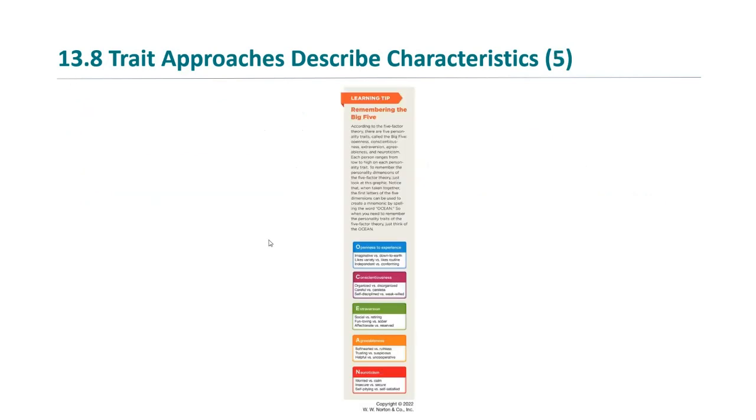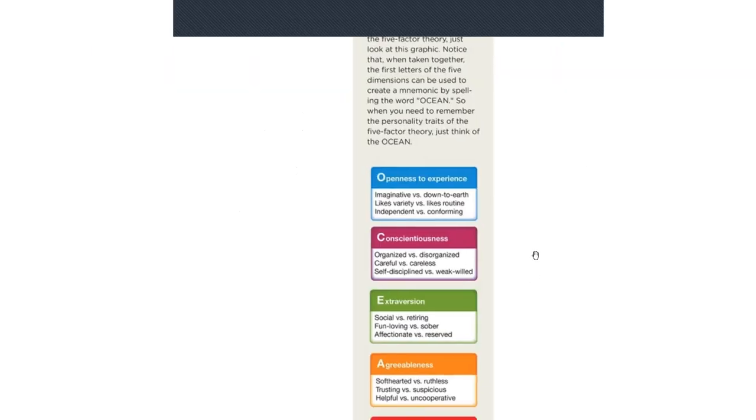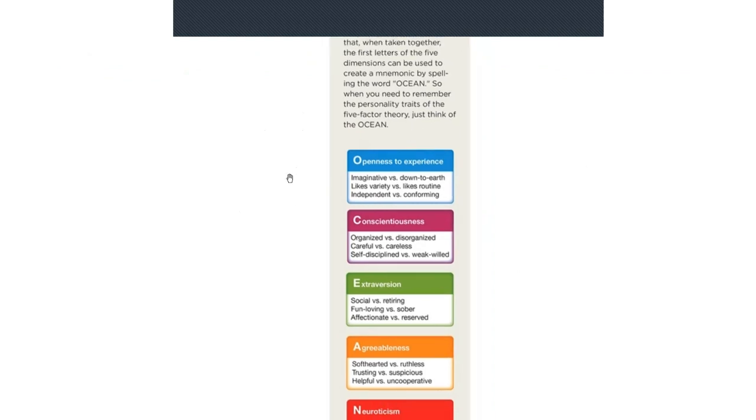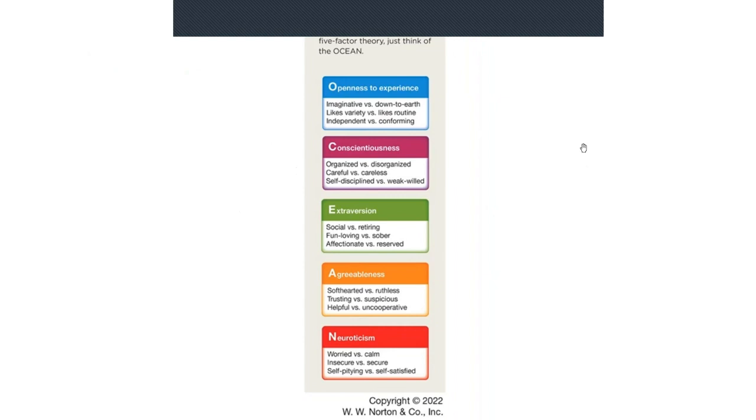Okay, I don't know why they did it like this, but I'm gonna zoom in so we can actually see the five factors here. Come on, move up. Okay, here we go. And these are the five factors. You can see that if you look at the first letters, they spell the word OCEAN, going down from top to bottom. If you put them in a different order, they could spell CANOE if you like that better, but this is the typical memory aid that's used. They spell the word OCEAN.